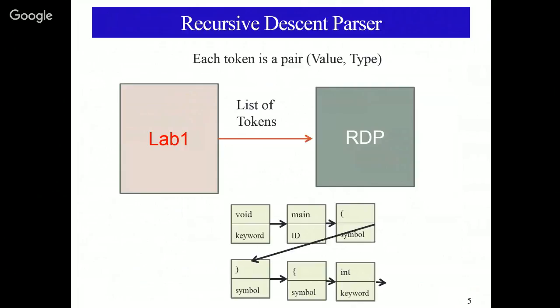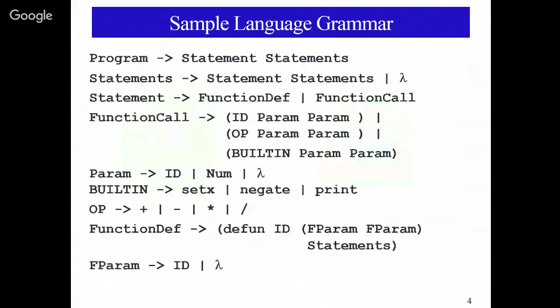So let's back up a little bit to this previous grammar. Notice there are some keywords like set and negate and print, and there are some operators like plus, minus, times, divide, and those themselves are tokens. There are keywords like define function, that's a token. But there are user-defined identifiers like main or add or whatever the name is. Those are IDs. So ID showed up in the grammar.